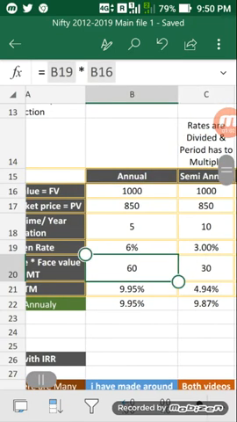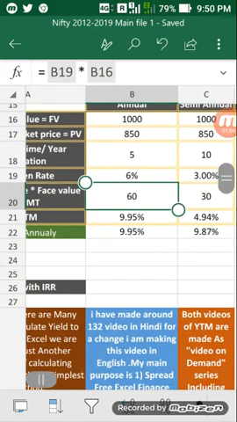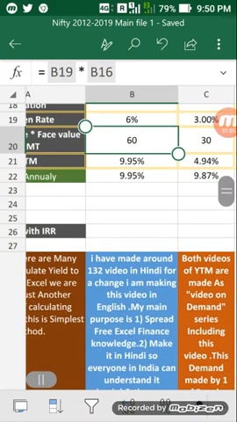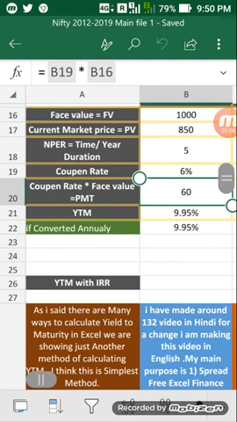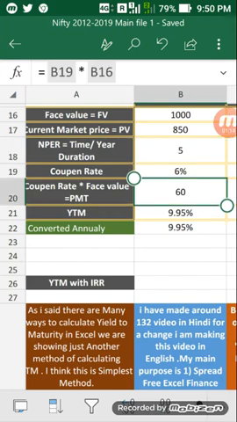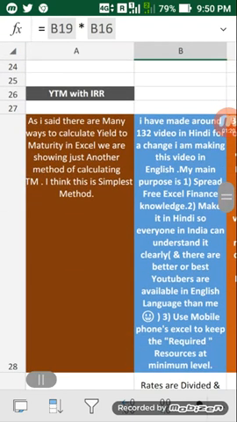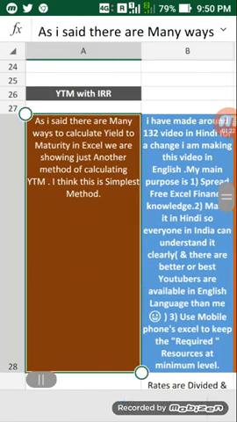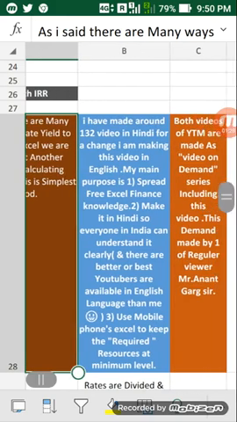We will use this rupees 60 in our IRR formula, for this many times. N per is our number of times and this is the amount. We will use it in our IRR function, and I think IRR is the simplest way to calculate yield to maturity. You may have different opinions, no issue.